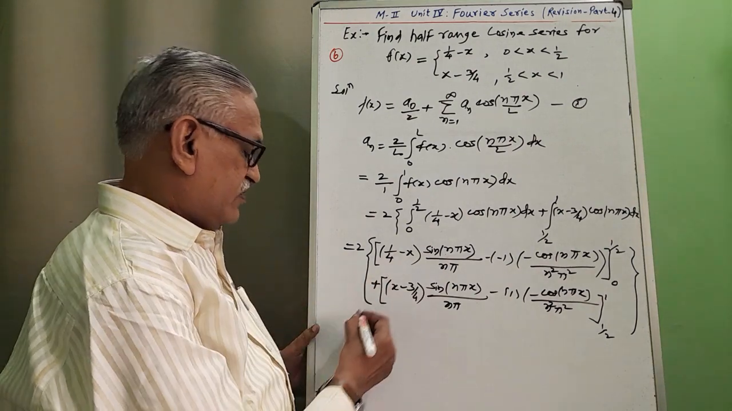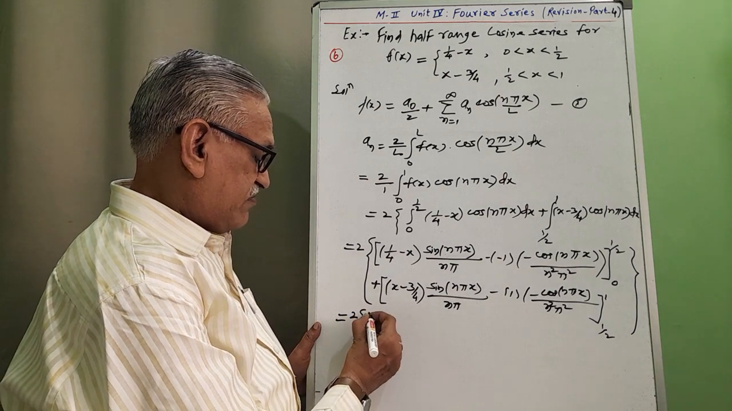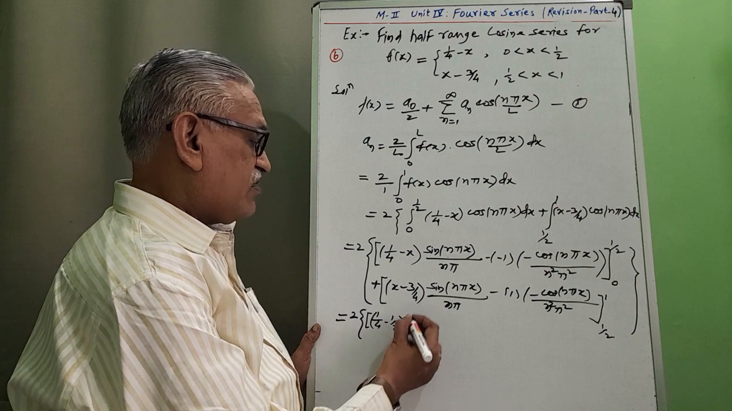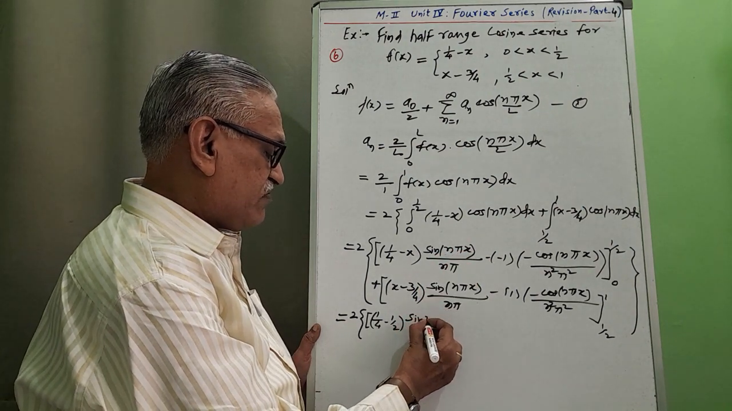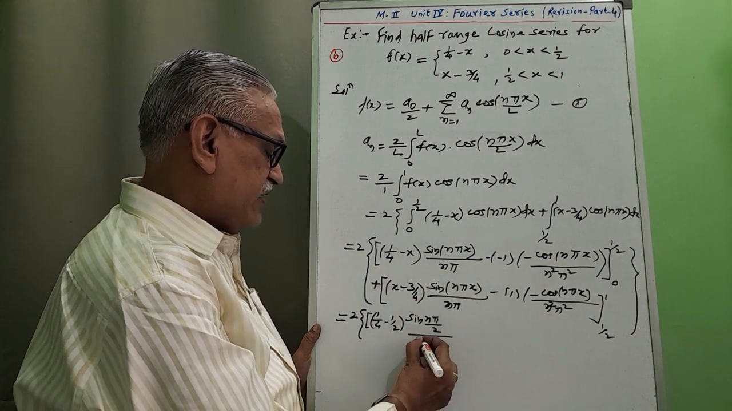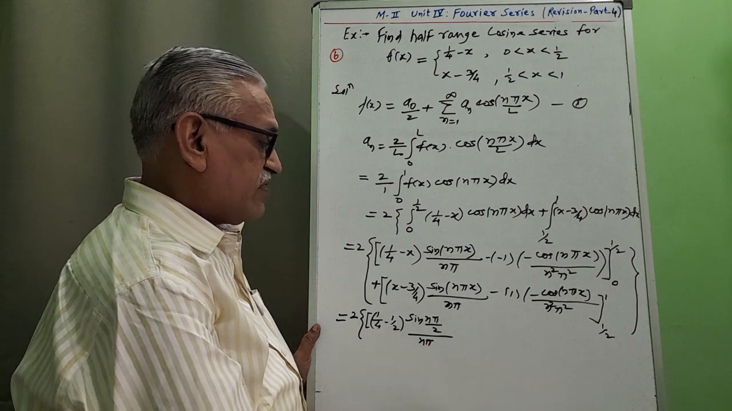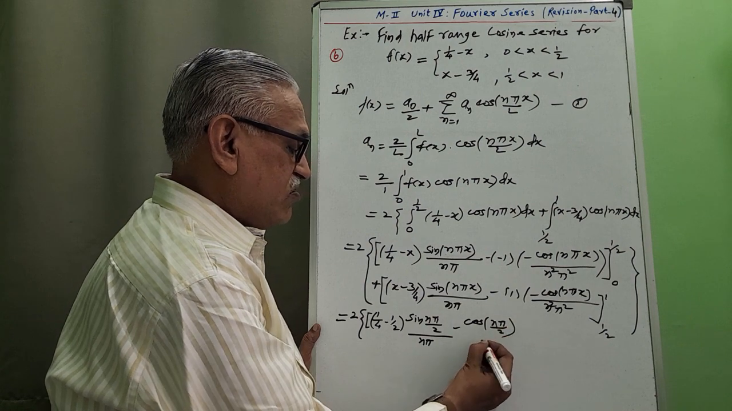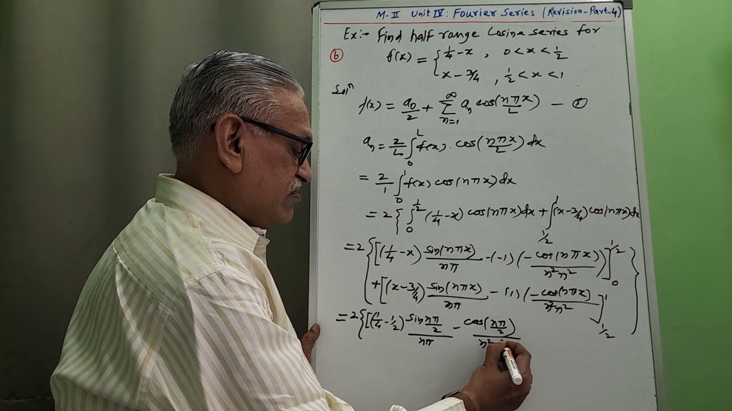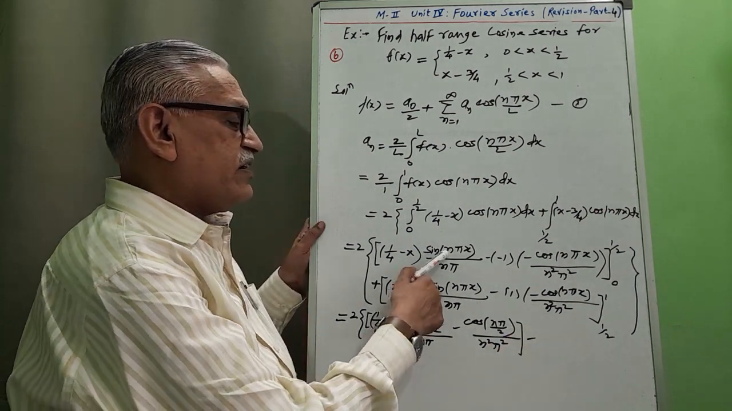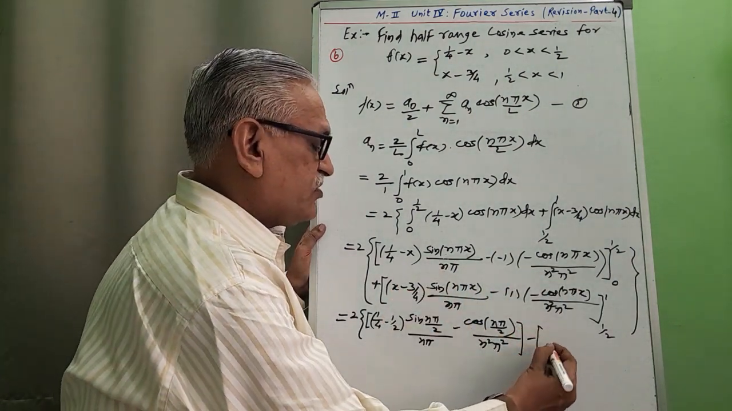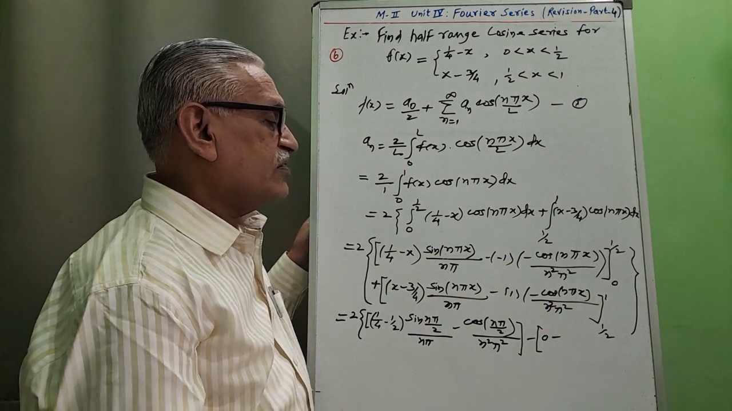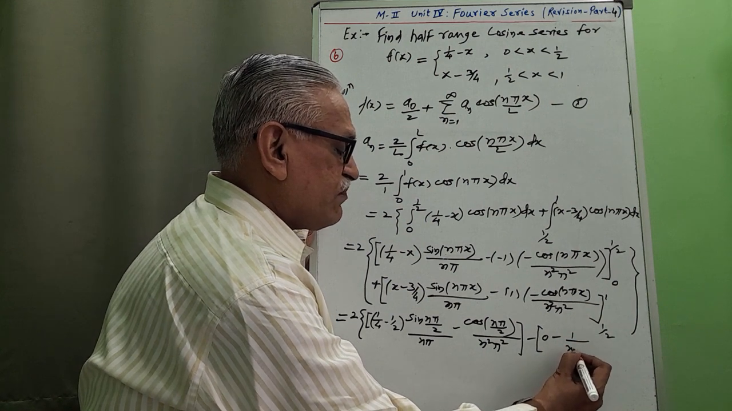Substituting the upper limit, 1 by 4 minus 1 by 2, x as 1 by 2, we get that term as sin n pi by 2 whole divided by n pi, then minus minus minus 3 times minus, that term becomes cos of n pi by 2 whole divided by n square pi square, minus lower limit x at 0, this term becomes sin 0, and we know the value of sin 0 is 0, minus cos 0, which is 1, therefore it is 1 upon n square pi square.